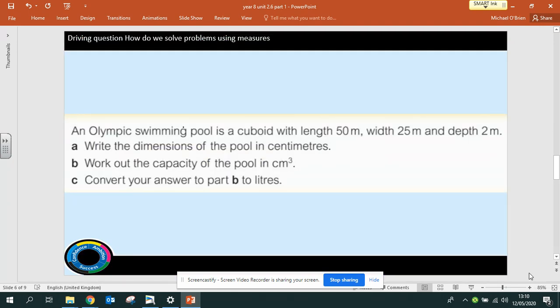An Olympic swimming pool is a cuboid with length 50 meters, width 25 meters, and depth 2 meters. Work out the dimensions of the pool in centimeters. Work out the capacity of the pool in cubic centimeters. Convert your answer to part B to liters. Okay, so there's a few conversions to be done there. When you're ready, stop the tape and work through it, and then turn it back on and you can check my answers.